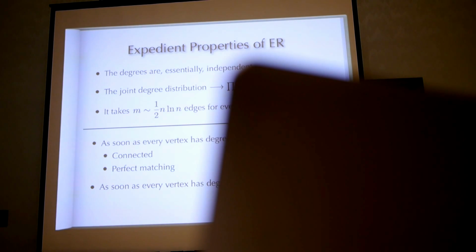As soon as every vertex has degree 2, the graph has a Hamiltonian cycle. It's a cycle that allows you to go through every vertex exactly once. A trivial condition for this is having degree 2. You've got to get in and out of each vertex. And in the same spirit, as you add edges one by one, the edge that gives you minimum degree 2 gives you a Hamiltonian cycle.